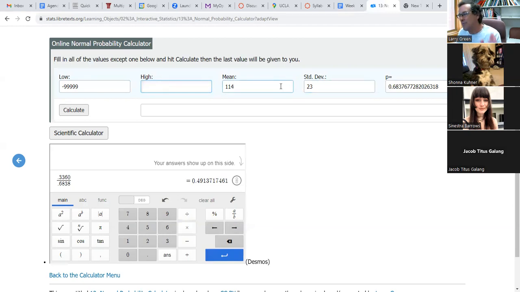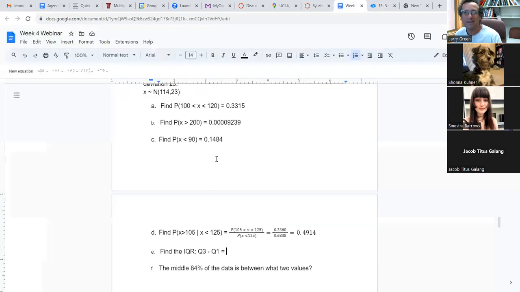Mean and standard deviation is the same for this example. What's P? Yeah, 0.75. And then if I calculate, I get 129.51, good enough for me. Any questions on that?